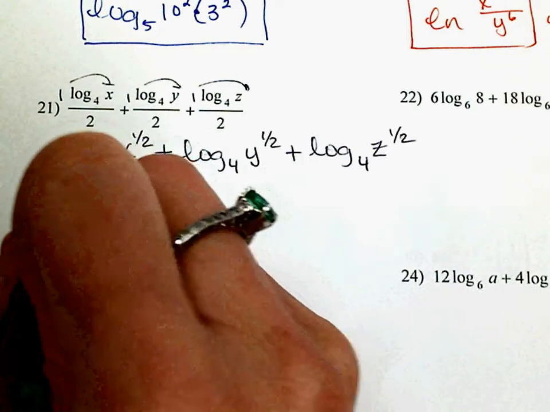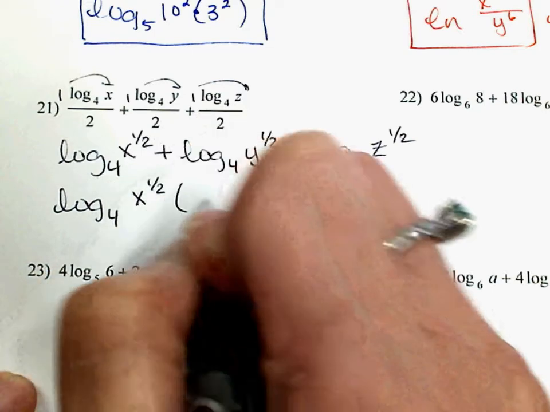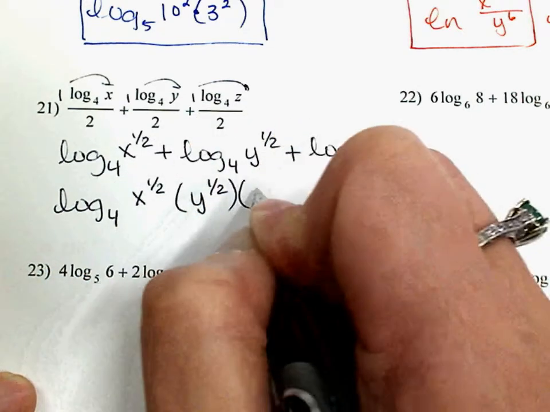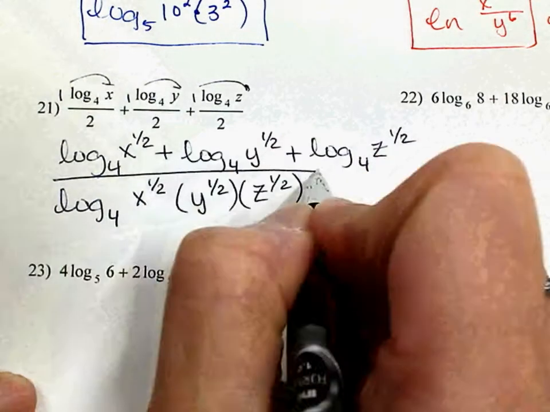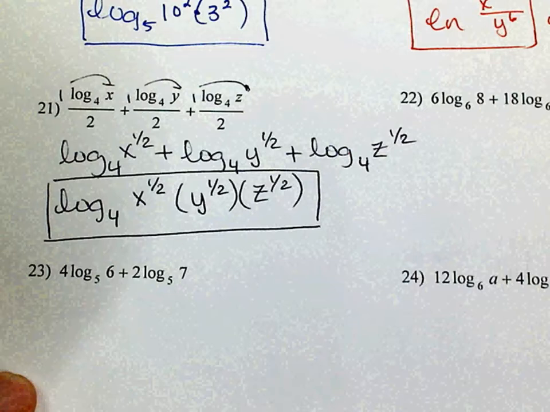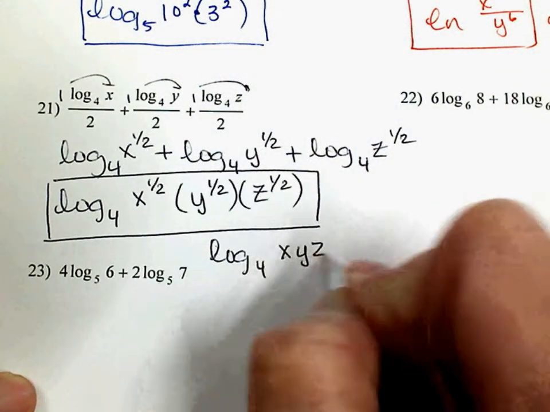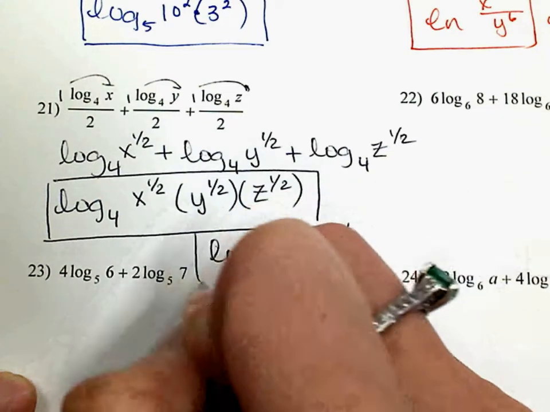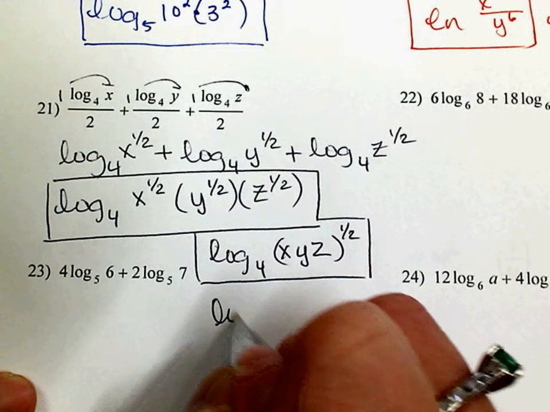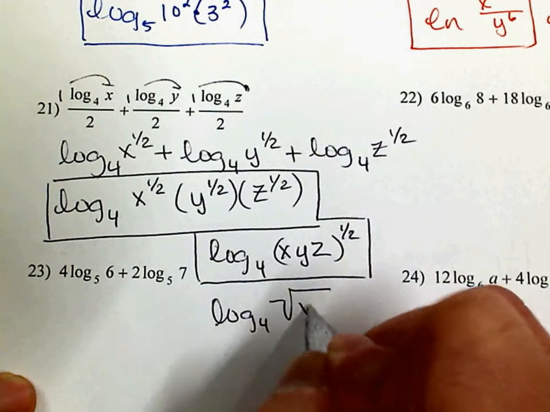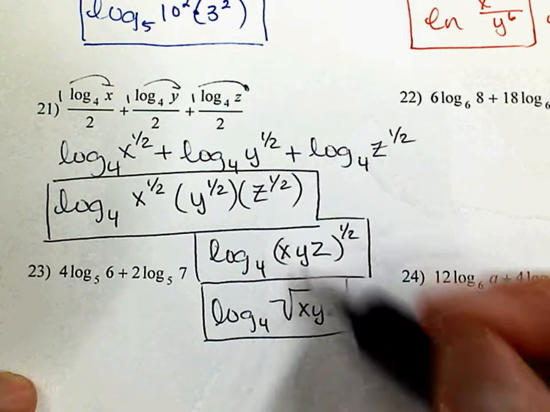So log base 4 x to the 1/2, see the plus? Times y to the 1/2 times z to the 1/2. You are more than welcome to leave your answers like this, or you can write them like this. Log base 4 of x, y, z, all to the 1/2. You can also write your answers like this. Log base 4 of square root of x, y, z, because that's 1/2 as well. All three are the same answer.